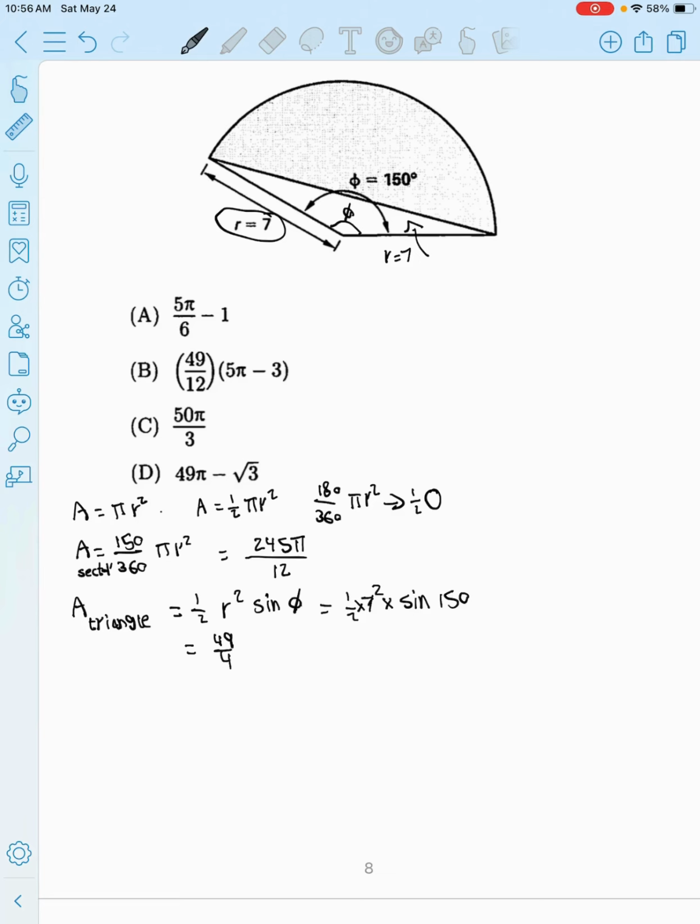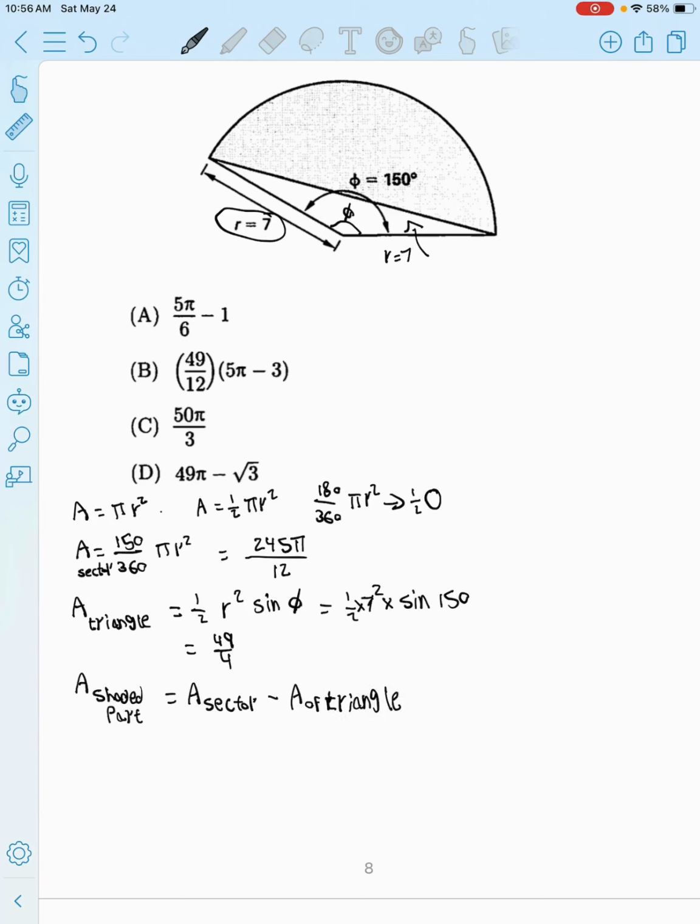The area of the triangle will be 49 over 4. At that point you just need to say the area of the shaded part equals the area of the whole sector minus the area of the triangle.